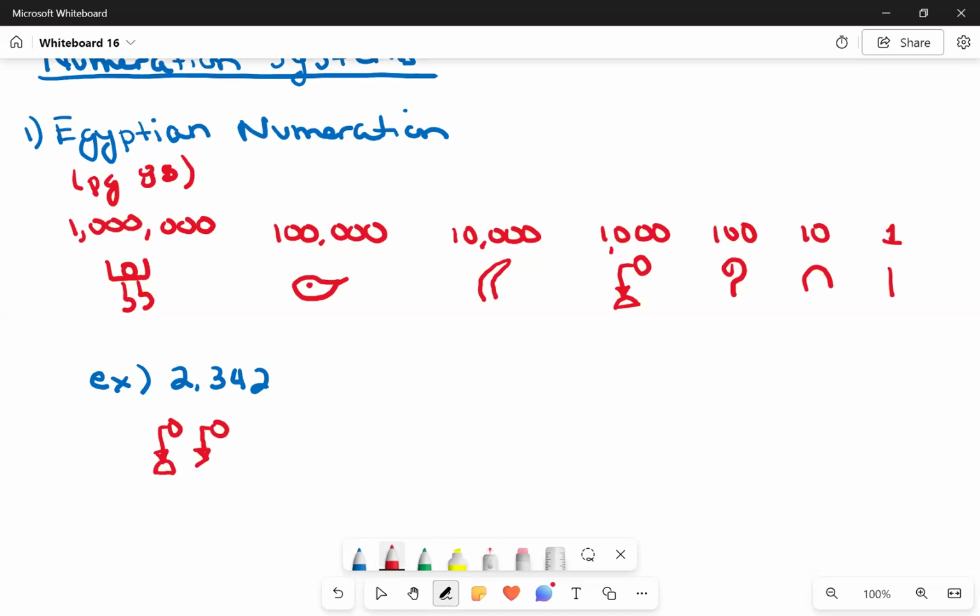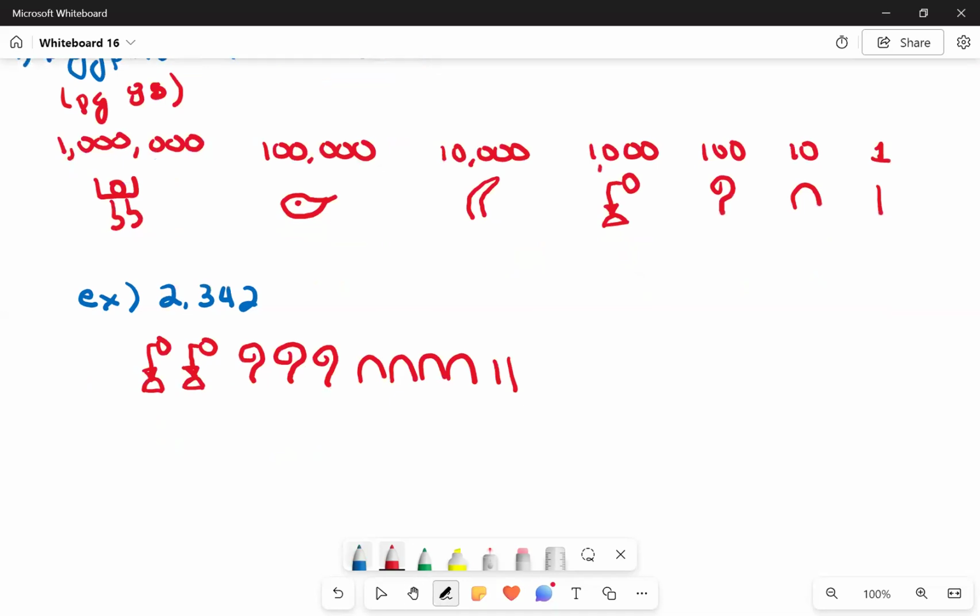And there are variations on this system. Like if you look online, they might draw them a little bit different. It kind of depended on the person too. All right. 3 100s, because we have 3 in the hundreds place. So I'll do 3 of these spirals, which are the rope. 4 10s, so 4 upside down U's, and then 2 sticks. And there you go. That's how you'd represent the number 2,342.